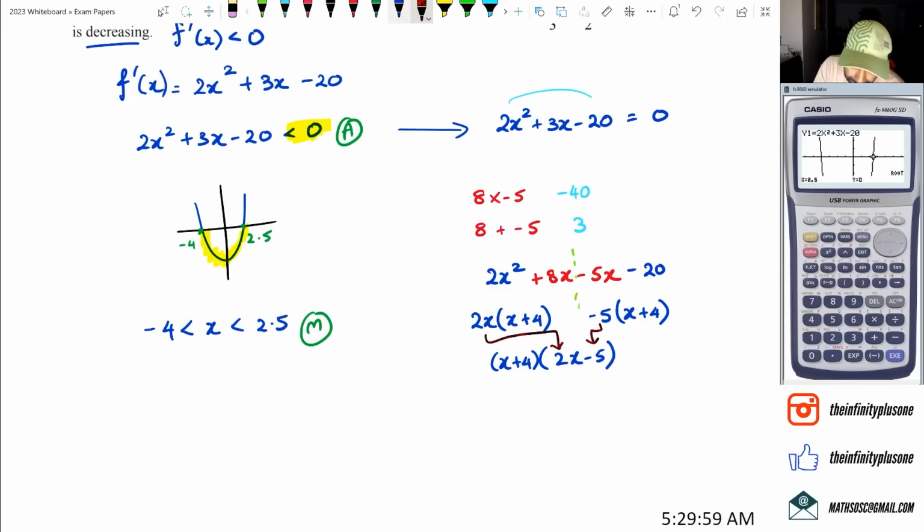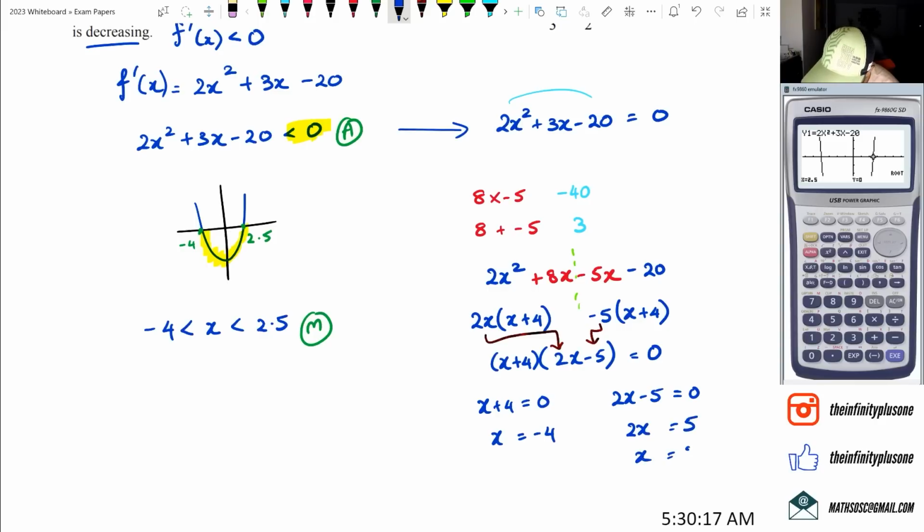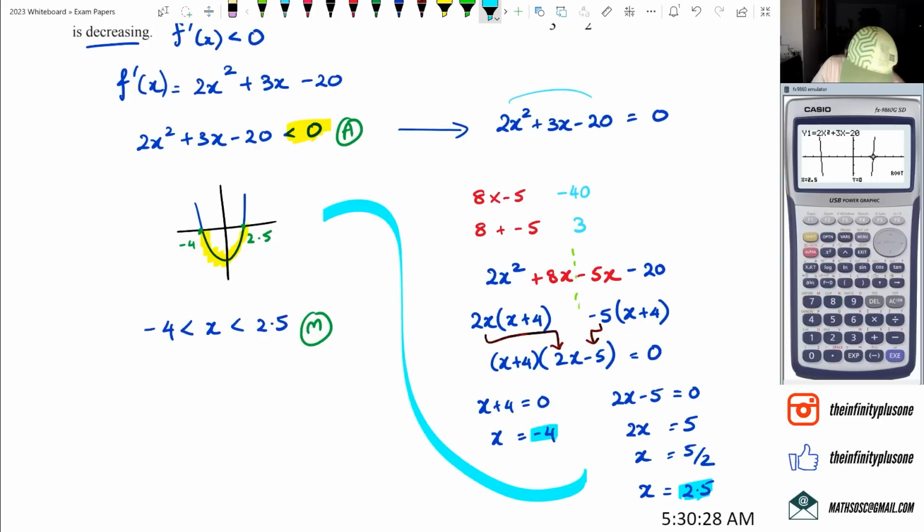So the next part is, of course, remember that this is equal to 0. So I've got x plus 4 is equal to 0, which gives me the start of the interval, which is -4. And then I've got 2x minus 5 equals 0, so 2x is equal to 5, and x is equal to 5 over 2. So x is equal to 2.5. So pretty much what I've done here is I've figured out my two interval points, and then I've got to go back to this step and work it out.